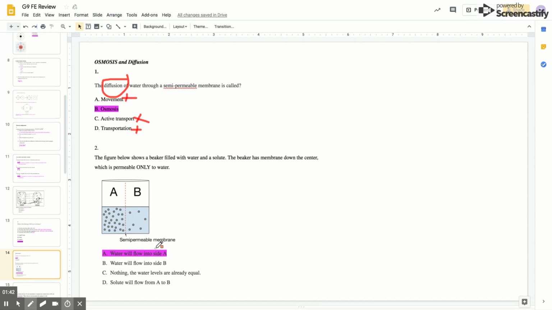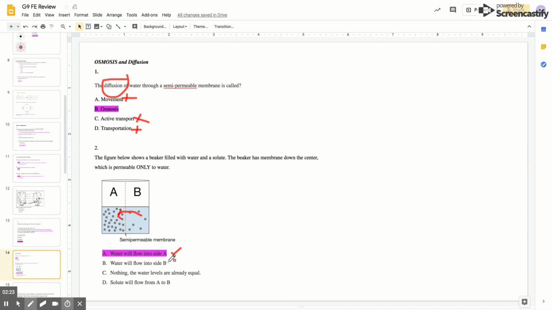Option A. So water would flow into side A, right? That's the answer because we know that there are fewer molecules of water here in A than there are in B, or there is more solute concentration in A than there is in B, and so therefore water is going to move from where there's so much more water potential to where there is less water potential. So water is going to move from B to A basically. That's the only option that makes sense, option A.